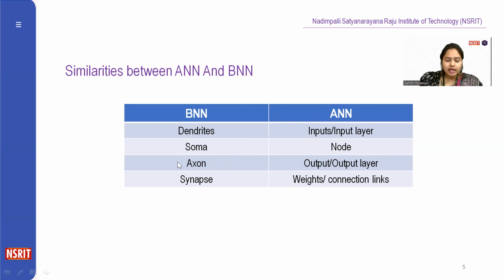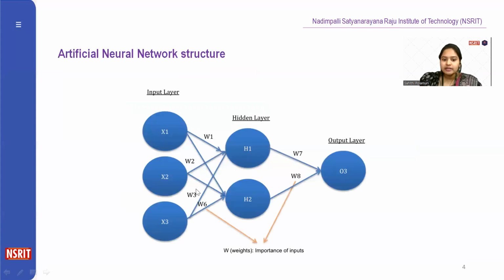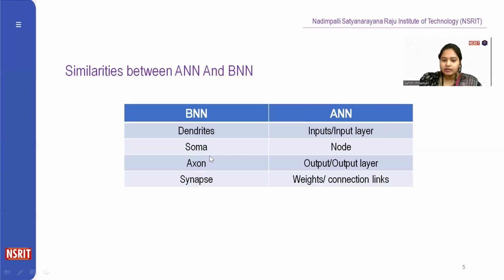Next, axon. Axon in BNN converts the processed information into output. So in ANN, we get the output from the output layer or output neurons. Next, what is synapse in BNN? It is just an electrochemical connection between one neuron and another neuron. In ANN, we have connection links and weights. So synapse in BNN is similar to weights or connection links in ANN. So these are the similarities between ANN and BNN.